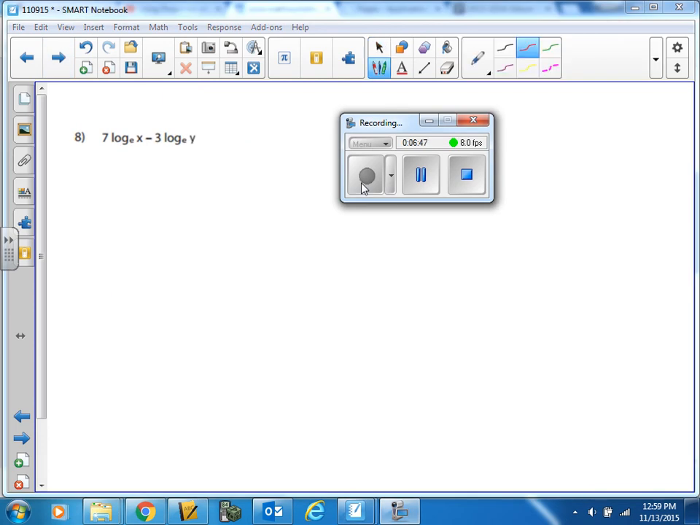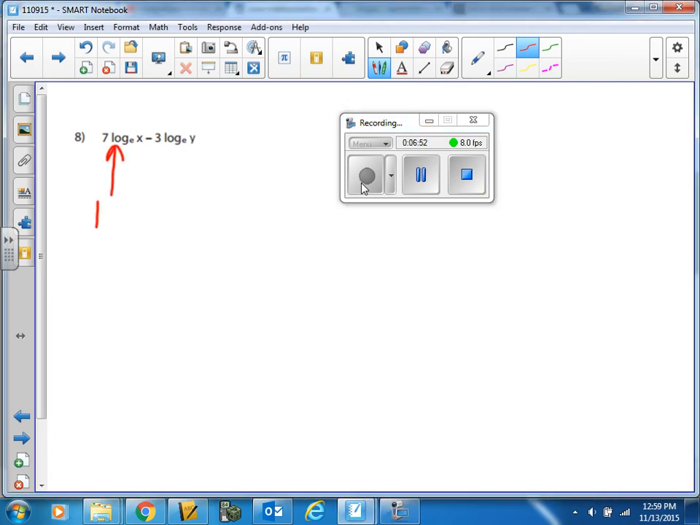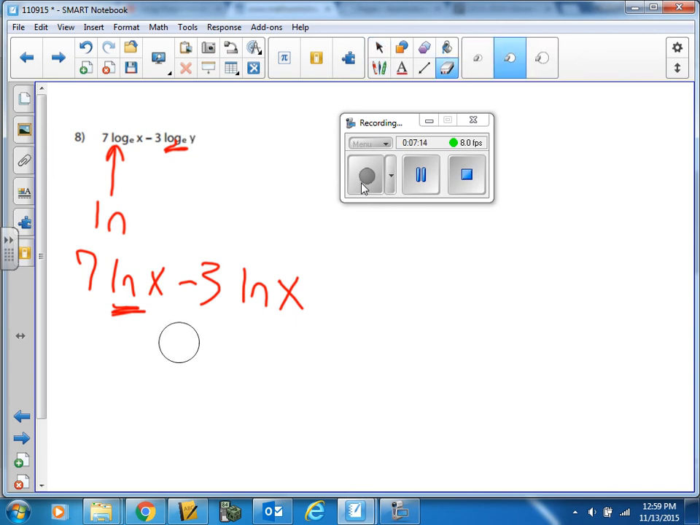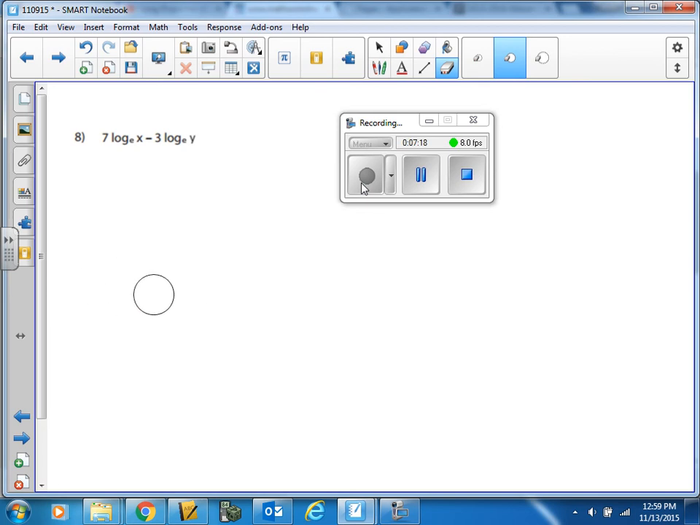Okay, number 8. On number 8, instead of ln, they actually on the worksheet used log base e. We could rewrite this as 7 ln x minus 3 ln y. I just want you to know that those are the same thing. They actually write log base e here, so that's another way. So you can write ln or log base e. They are both the same thing. Let's just keep it as log base e since that's how they have it on the worksheet.